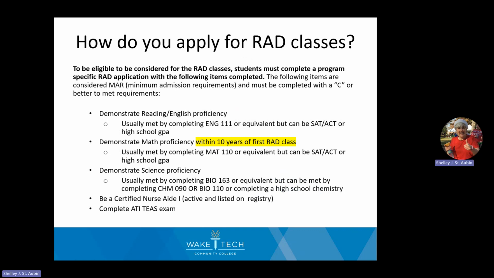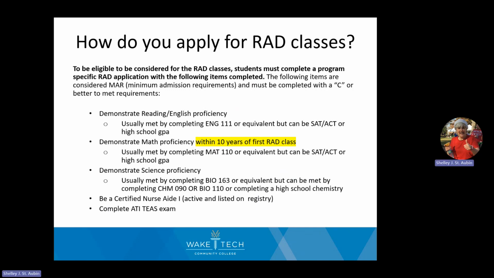So how do you apply for radiography? There is, again, remember that program-specific application. That program-specific application is found online. So if you're under the radiography program page, under admissions, there will be a link to the application. So there's a few things you have to do before you can submit that application. You first have to demonstrate a reading and English proficiency. And everyone meets that by completing English 111. There are other ways you can meet it, but primarily people have completed English 111.